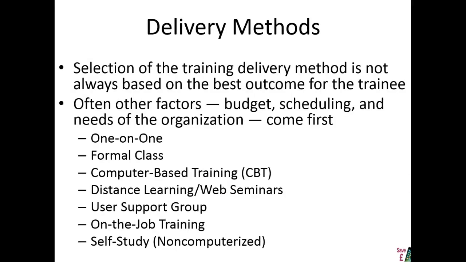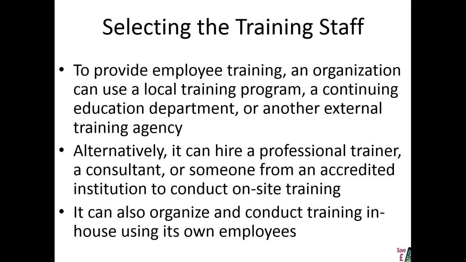And in terms of delivery method, how the training can be delivered to individuals, it could be one-to-one, formal class, computer-based training, distance learning, user group, on-the-job training, and self-study. In order for the organization to choose any of them, it depends on their budget, scheduling, and the needs of the organization. Based on that, they can pick whatever delivery method they think is best for their employees.